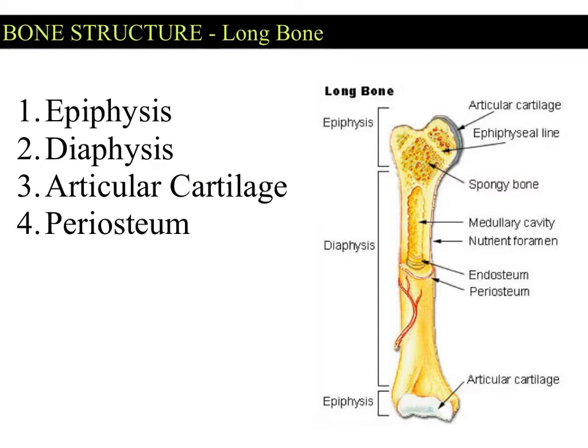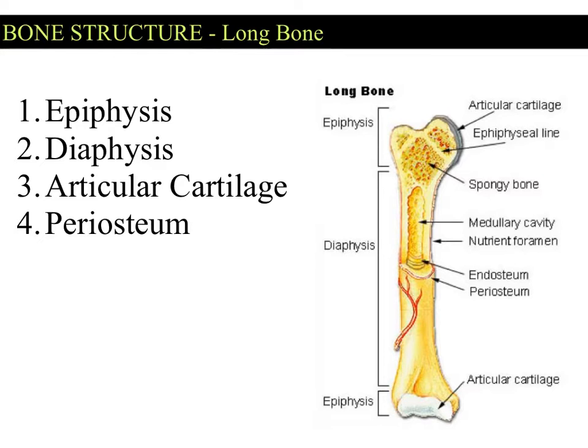Now, long bones. Really quickly, let me just go over the fact that there are different types of bones. There's short bones, like your carpals. There's irregular bones, which really don't have a shape, like your vertebrae. Then you have your flat bones, which are found in your skull. And then you have a long bone.